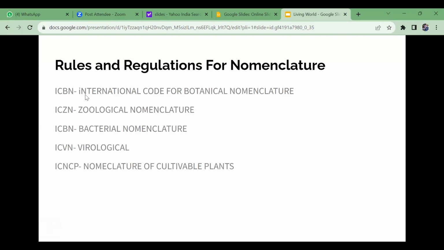Okay. So these are the organizations which look after the names. ICBN, International Code for Botanical Nomenclature, International Code for Zoological Nomenclature, International Code for Bacterial Nomenclature, International Code for Viral Nomenclature, and International Code for Nomenclature of Cultivated Plants.